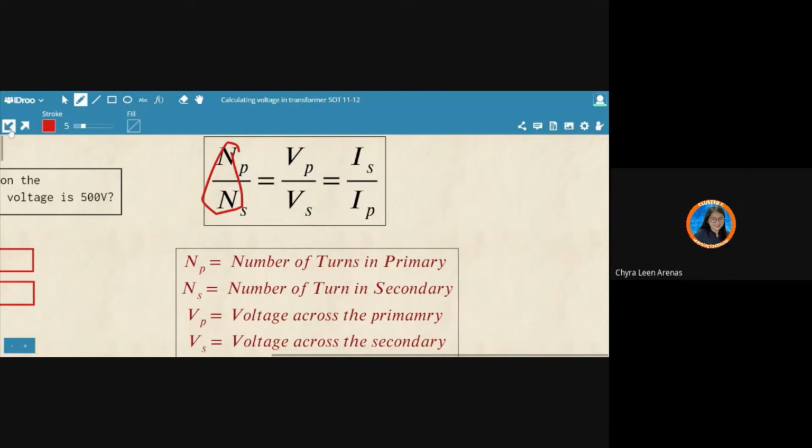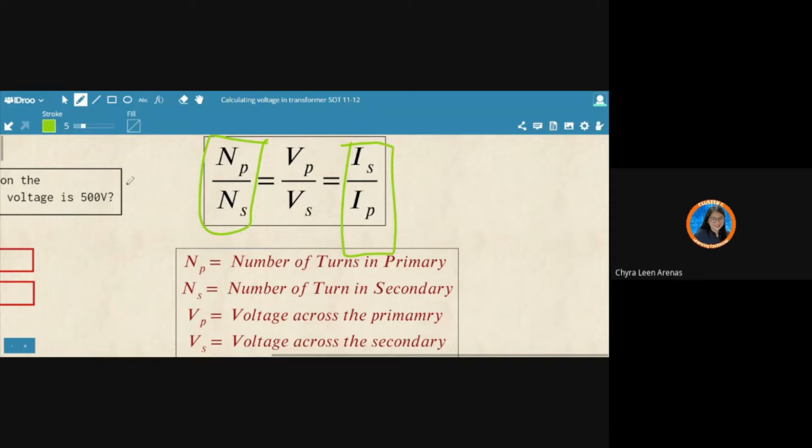In order for you to be familiar with which formula you are allowed to use: if your problem has a number of turns and they are asking for the voltage, this is the good formula to use. If you have the voltage and they are looking for the current, this is the good formula. If you have the given current and they are asking for the number of turns, then this is the good formula that you are allowed to use.